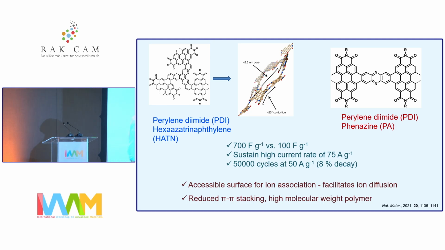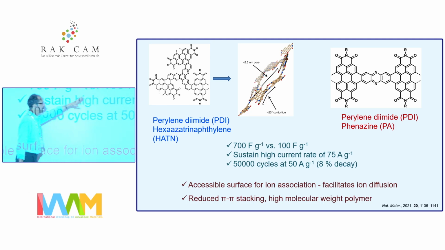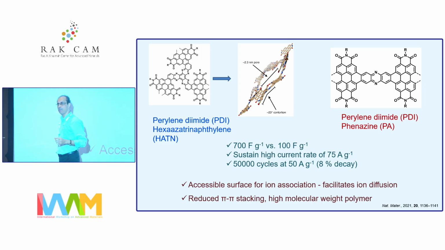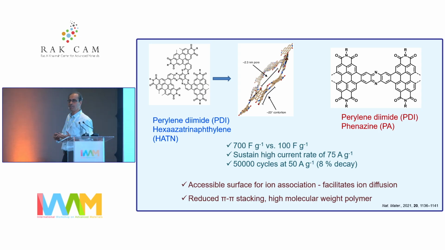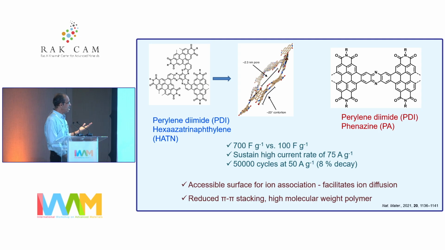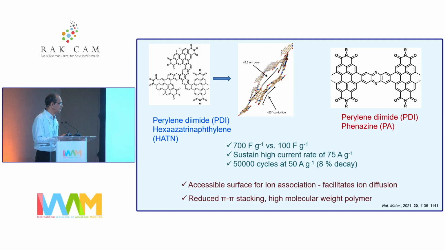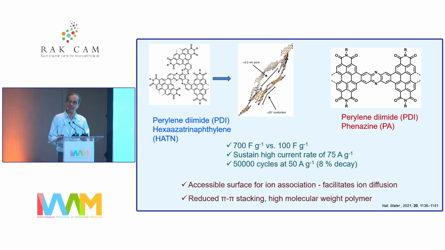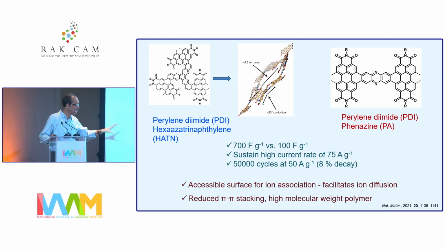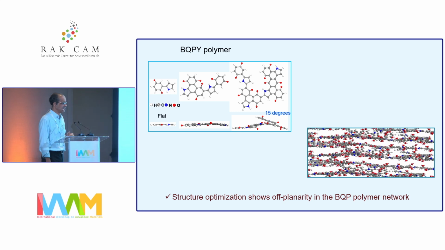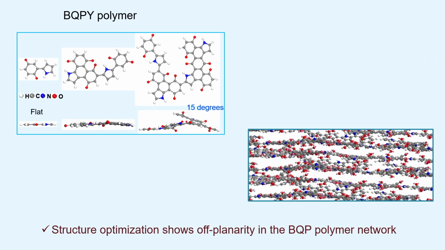You just see this number, 700 farads versus 100 farad. So strain seems to play a role, or the defects seem to play a role in these cases as well. And at this stage, what one understands is the accessible surface for ion association and reduced pi-pi stacking and high molecular weight polymer. As I mentioned, I do not really have a proof for it at this stage, but yes, it is indeed one of the possible reasons.